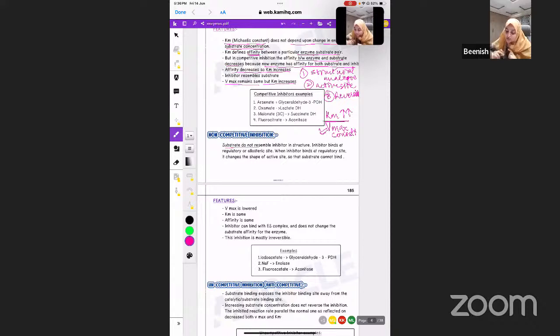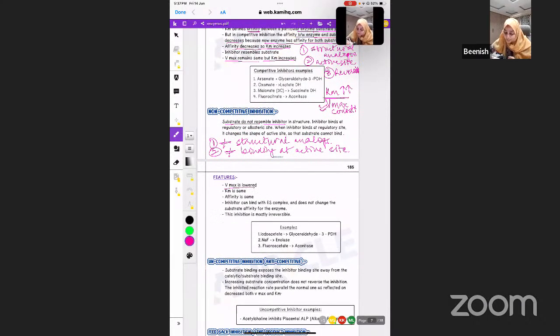Moving on to non-competitive inhibition. Here the substrate does not resemble the inhibitor, so the inhibitor is not a structural analog of the substrate. The inhibitor binds at another site other than the active site. So the difference is, firstly, the inhibitor and the substrate are not structural analogs. Second, it is not binding at the active site. Now Vmax is lowered, but Km is going to remain the same.